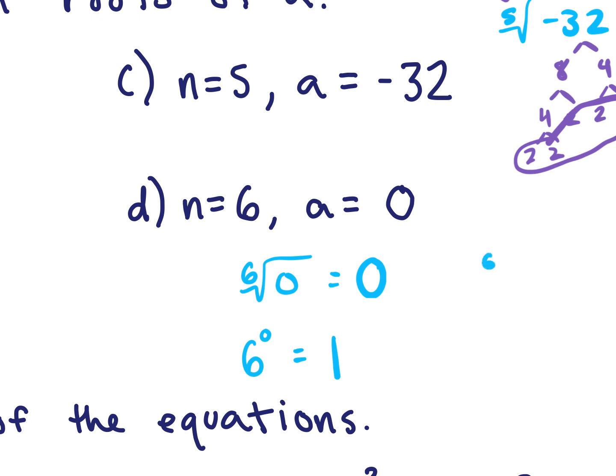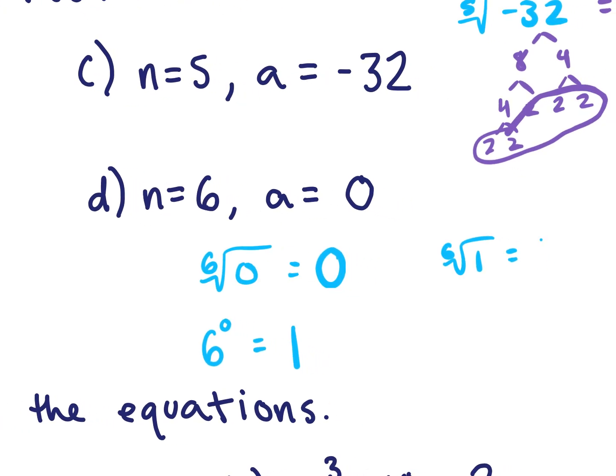What if I had the 6th root of 1? What would my answer be? 1. Perfect. Good with this section?